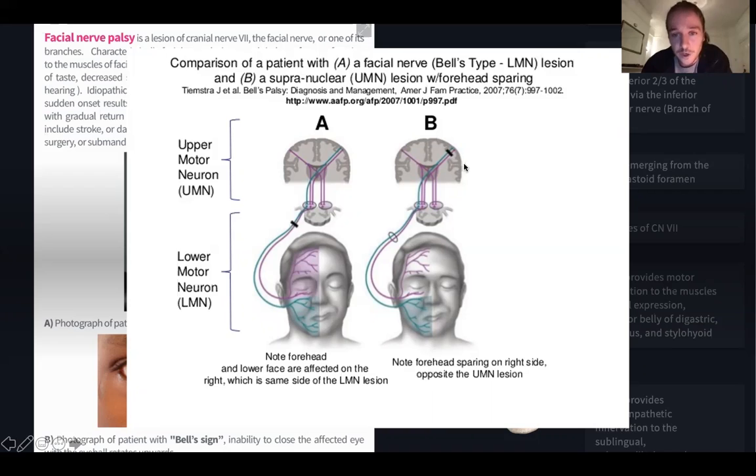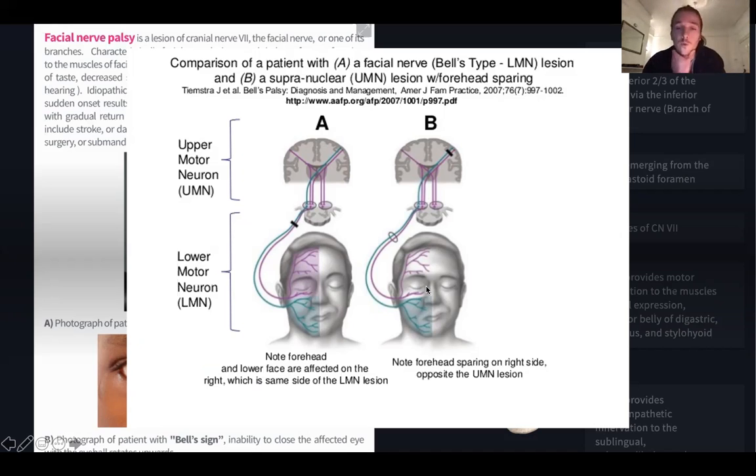When you have a higher lesion, because your forehead has a nerve supply from both sides, so both left and right hemispheres, then even though you cross out this side, you still have this side which decussates and then still supplies that side.